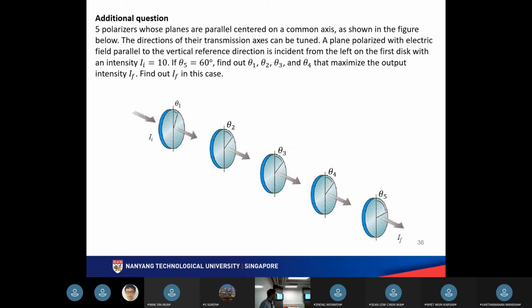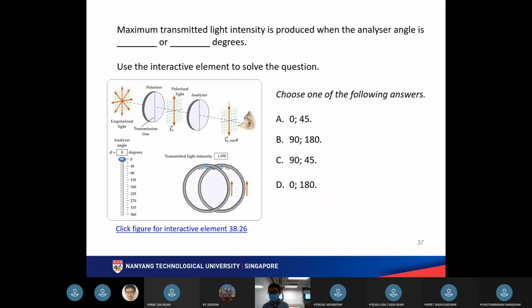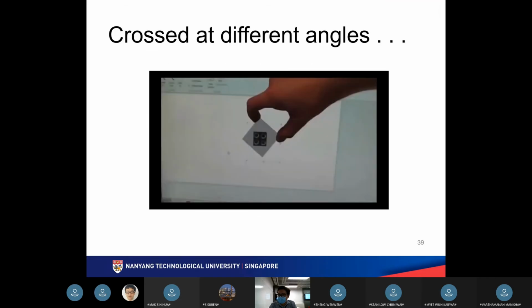Try to look at this question. I will show you the solution next time. Bear in mind, if we want to maximize the output, all the polarizer transmission axes should be equally spaced in the angular direction. Look at what that means. This is one of the questions on the lens, so we will quickly get through that.